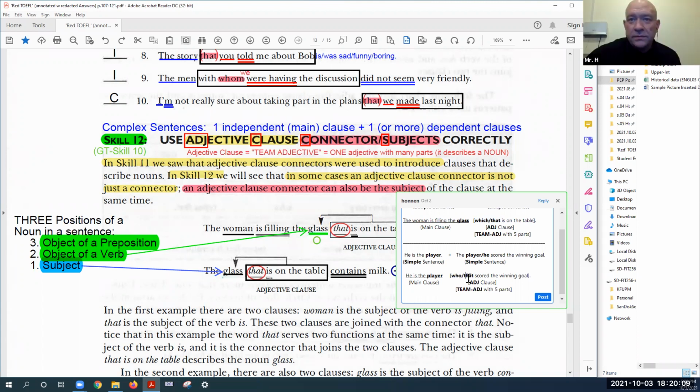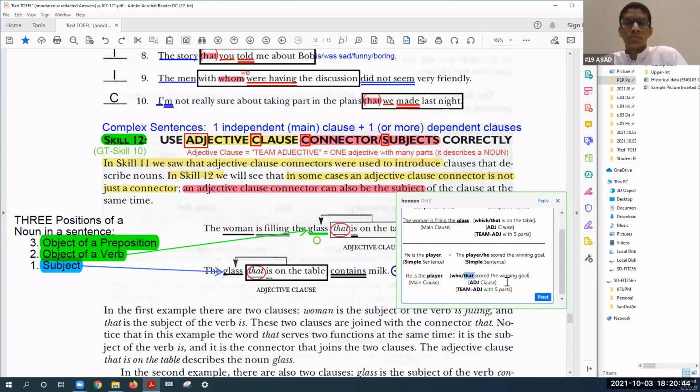He's the player who or which scored the goal. Not which. You never say which for a person. You see, player is a person. So just use the first connector. Go ahead. He's the player who scored the goal. All right. And now change to the second connector. He's the player that scored the goal.